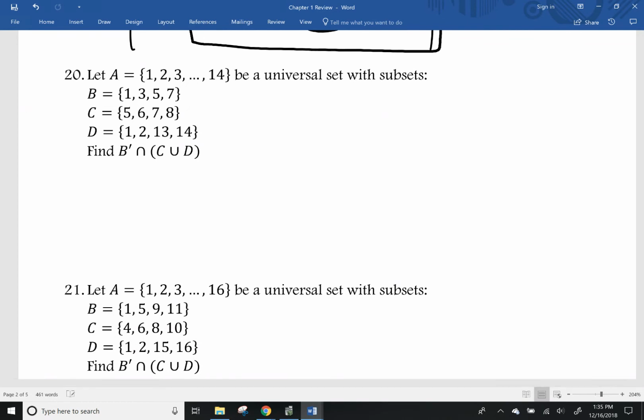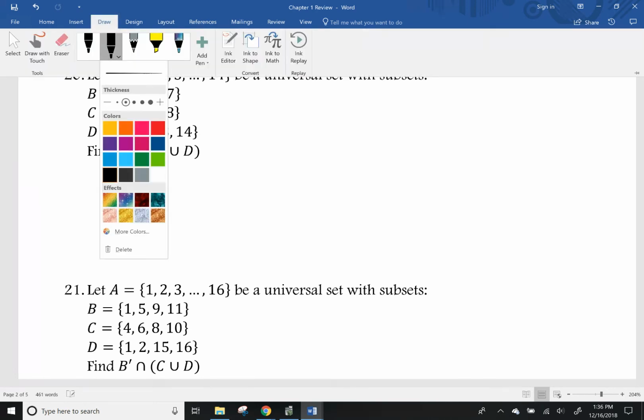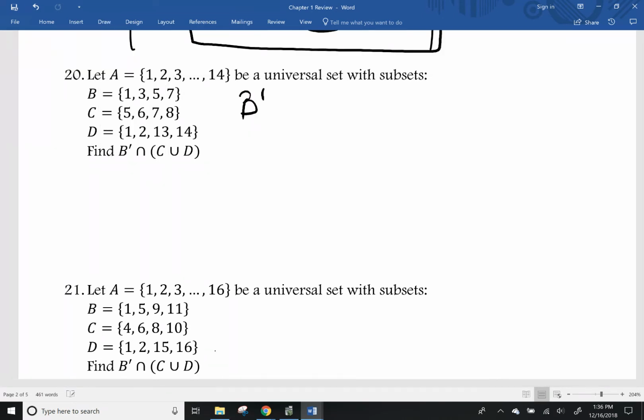Let A be the set 1, 2, 3, all the way to 14, be a universal set with subsets B, C, and D as indicated here. Find B prime intersect C union D. So I have two sets that I'm going to find. First, let's find B prime. So I need to find B prime, and then I'm going to intersect it with C union D.